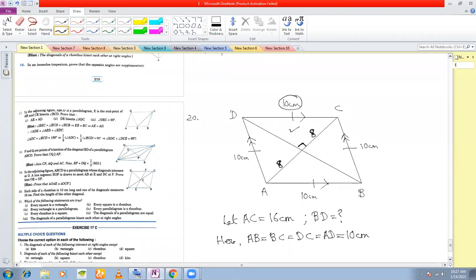Now consider this triangle. Let us call this point P, the point of intersection of the diagonals of the rhombus. You consider this triangle. You see that this is a right angle triangle.